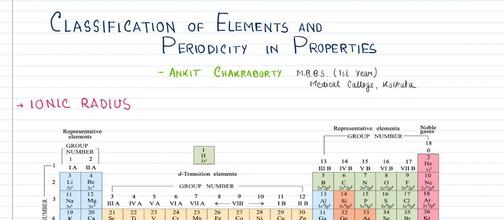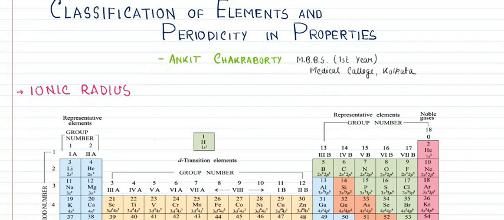Today's topic is ionic radius. It is like atomic radius. It is one of the most important topics in periodic properties. It is at least as important, if not more, than atomic radius itself. So what do you understand by ionic radius?